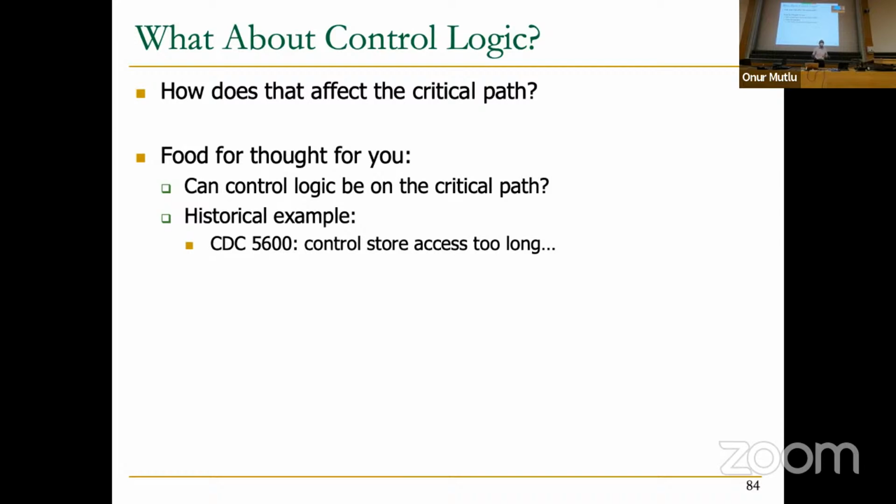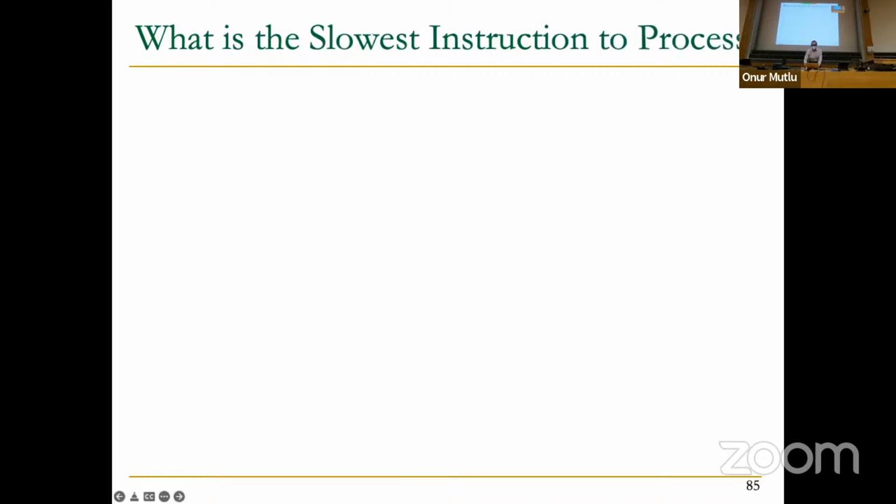But in general, if you design a good machine, you should hide the latency of control processing as much as possible. And we will see that much better in the multi-cycle machines, which we will talk about in this part of the course. Okay, so what is the slowest instruction to process? Let's talk about that a little bit more, because even though things look bad, they're actually much worse for the single cycle machine.